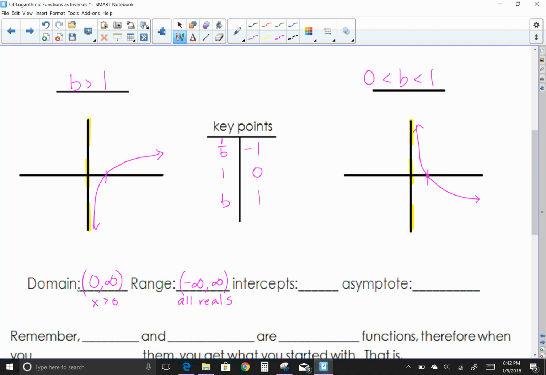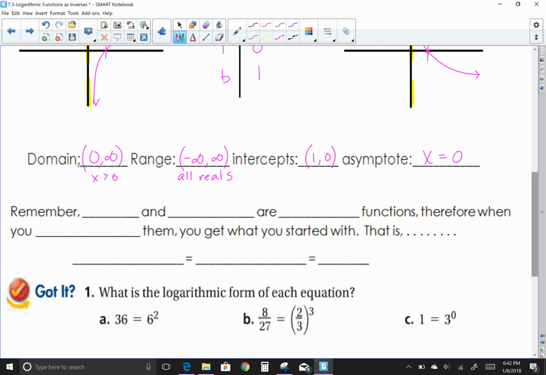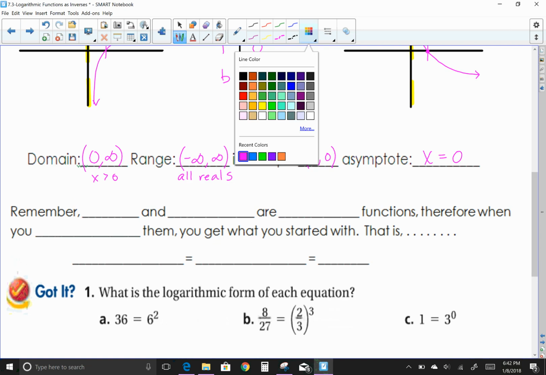Intercept. With the exponential function, it was 0, 1. With the log function, it is 1, 0. Our asymptote with exponential was y equals 0, and so now it is x equals 0. Okay? And to continue on that theme, let's go into something different here.